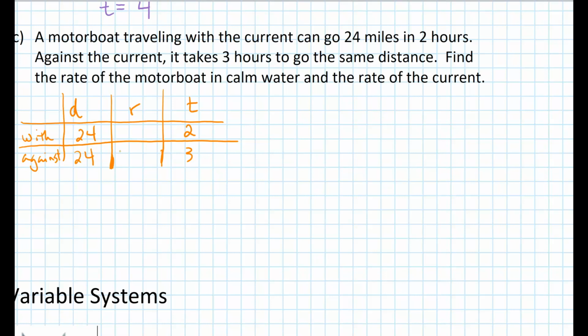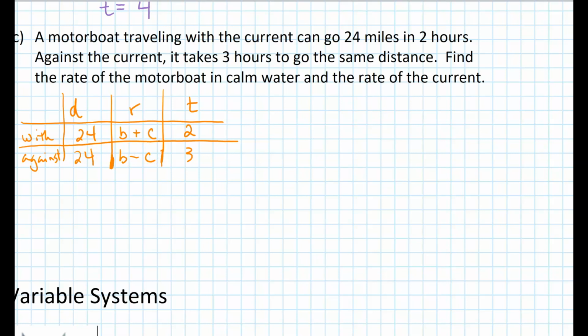What if you're swimming with the current? How fast are you going? Whatever you happen to be going plus the rate of the current. So when we're going with the current, we'll call the rate of the motorboat B for the boat and C for the current. So whatever the boat is going plus the current that's pushing it along. Then the other one would be B minus C, because now you're pushing against the current.